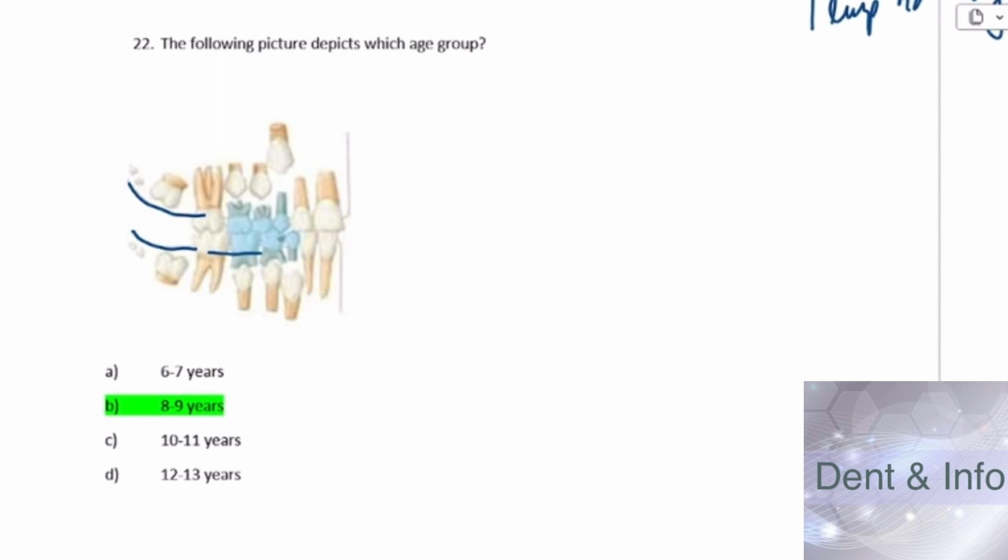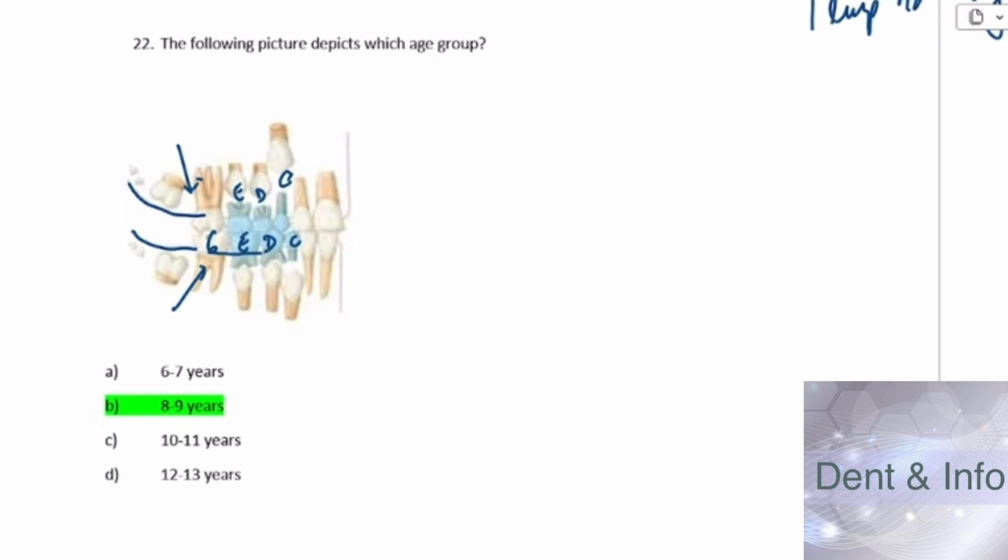Now in the present picture, we can easily see that C, D, and E are still present. They have not been exfoliated: canine, deciduous first molar, and deciduous second molar. At the same time, the permanent first molar has already erupted distal to E. This is C, this is D, and this is 6. The first permanent tooth to erupt is the first molar, and that has already erupted. So the age is 6 plus.